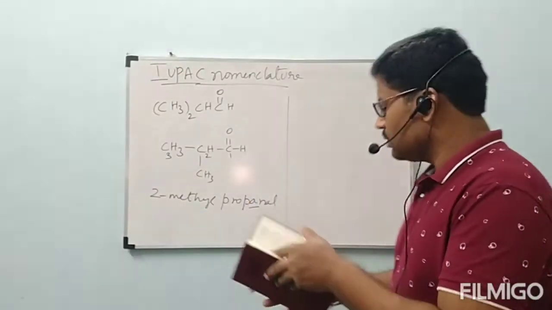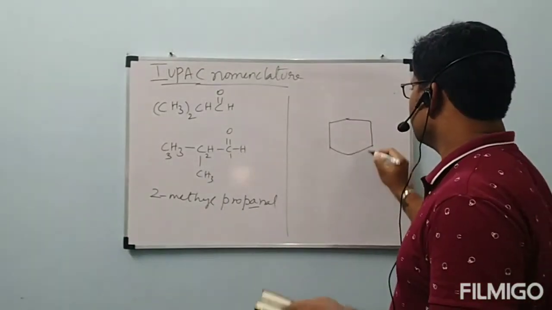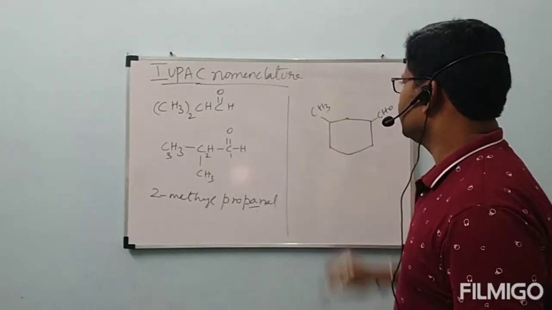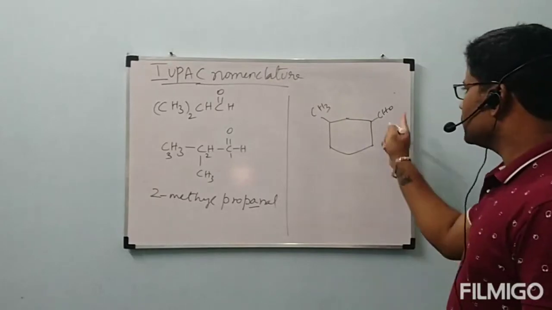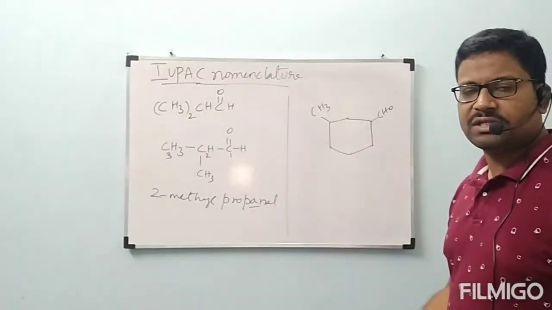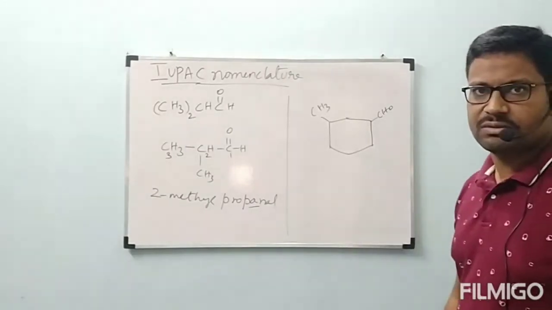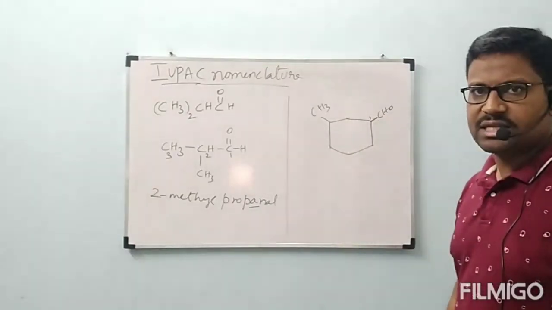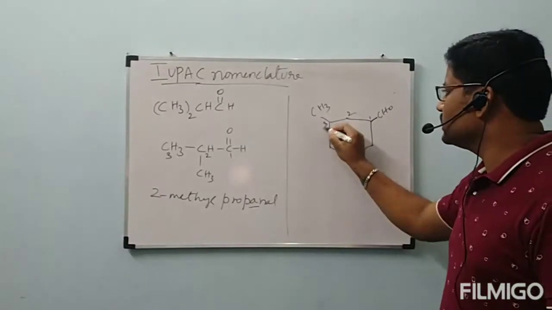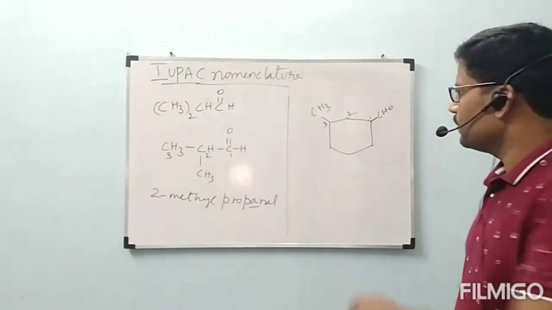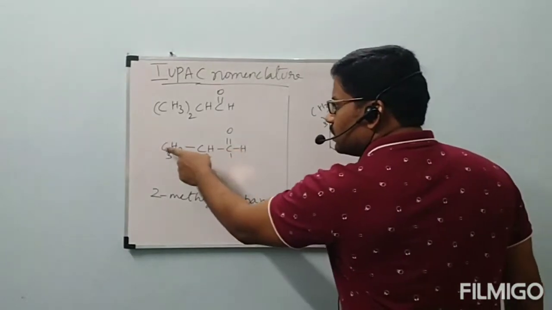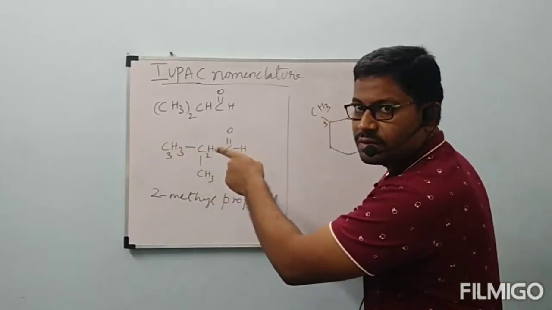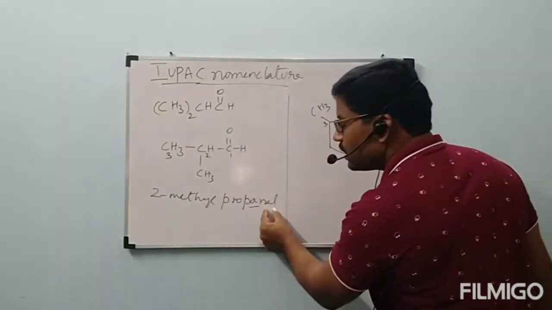Next one: a cyclohexane ring with CHO and here CH3. Out of CHO and CH3, the more preferential group is CHO, the functional group. The carbon to which the CHO is bonded is given number 1. Next, this is 2, this is 3. But please remember and observe: in the earlier example, C double bond OH was involved in the parent chain, and then we got propanal.